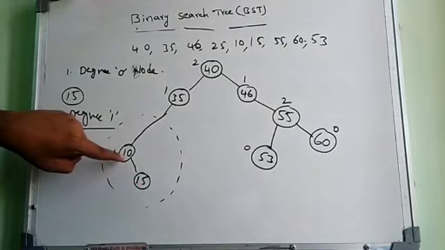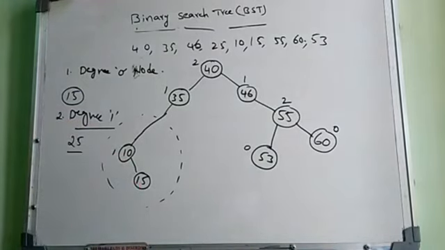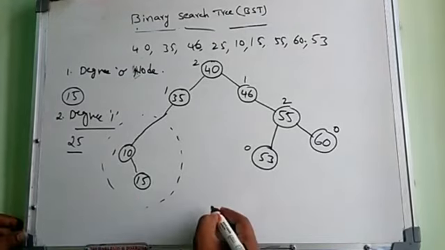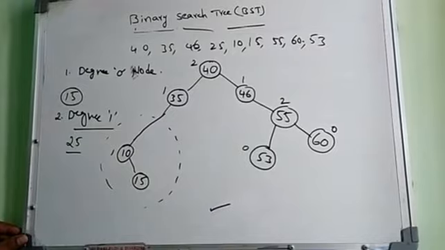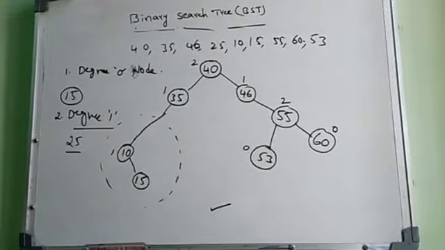15 is a greater value than 10, so it is added to the right. Even if changes happen, the tree should follow the rules and regulations. That means the left side has lesser values than the node, and the right side has greater values than the node. So I hope you understood. This is the deletion of a node with degree one.